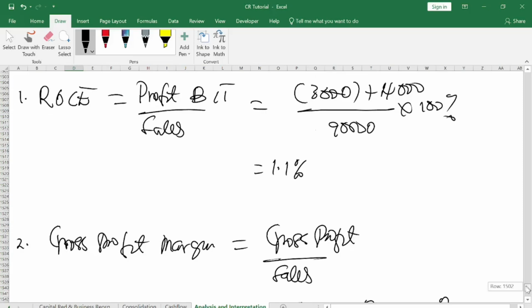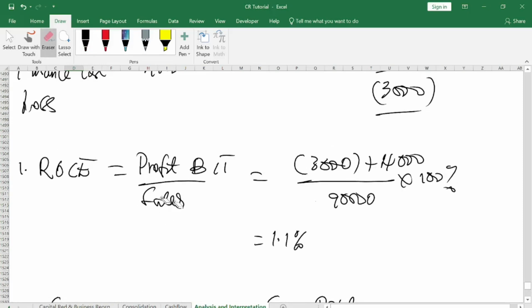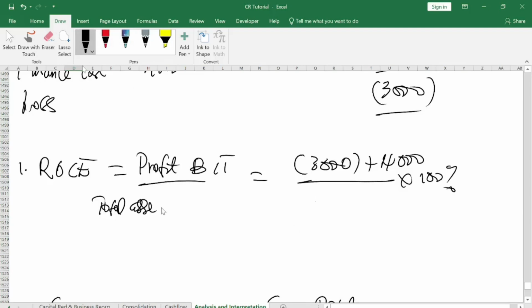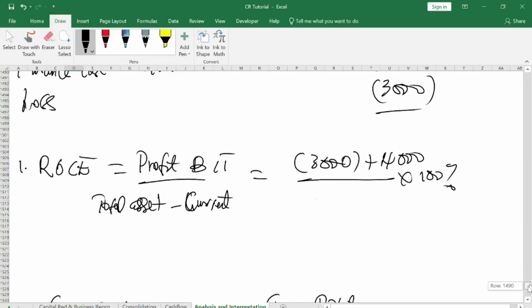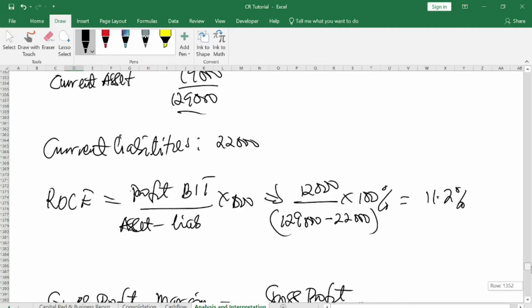But I think the ROCE, are you sure we did it correct? We didn't do it correct. This one should be asset. It's not the total. And also, current liability. Your current liability is how much? As we did up there, what did we get? The old one that we did.